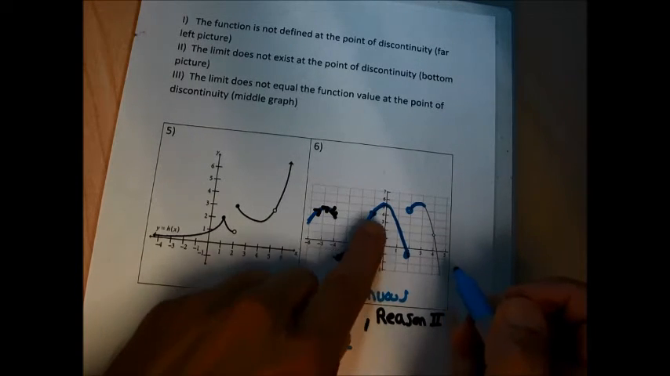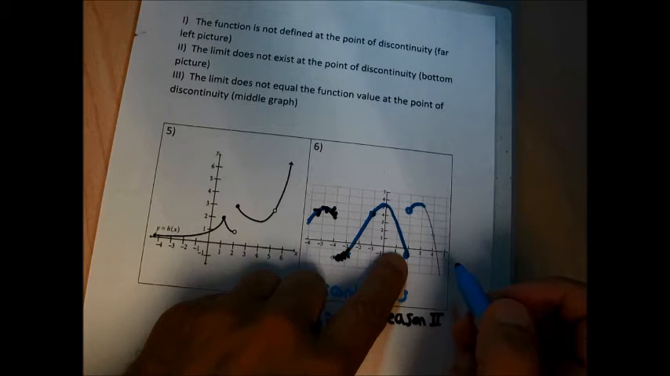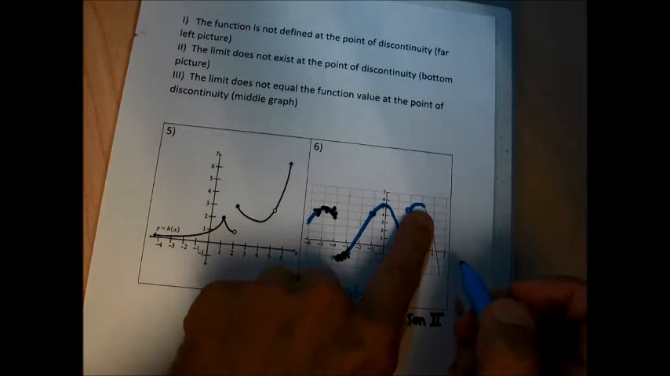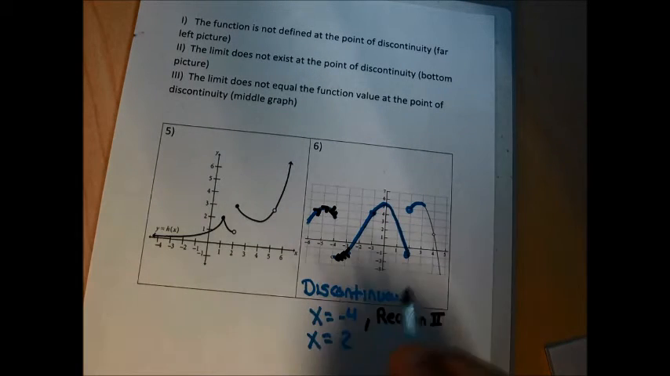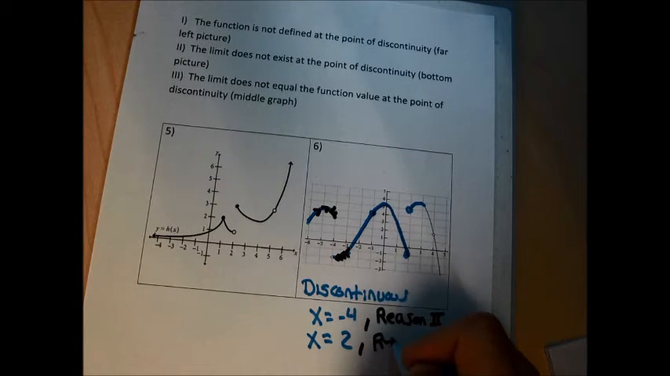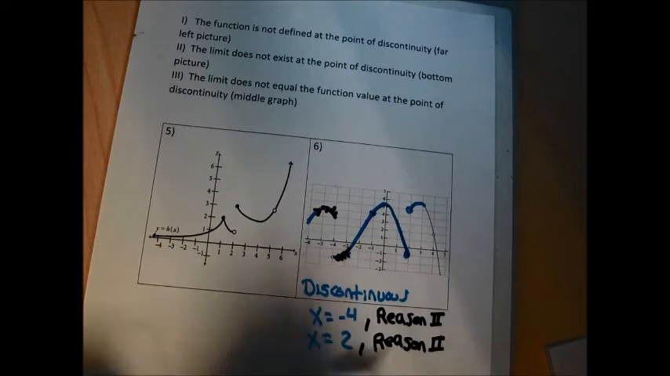And it's the same reason. The left-hand limit is the y-coordinate of that point. The right-hand limit is the y-coordinate of that point. The left and the right-hand limit aren't the same value. So that's what reason 2 says. Reason 2 says the limit doesn't exist. The left and the right-hand limit aren't the same.